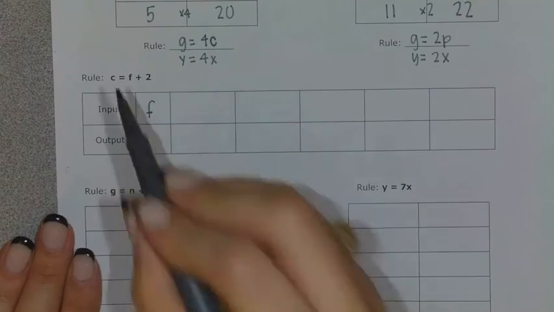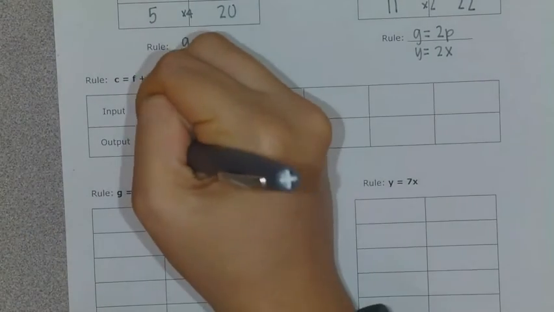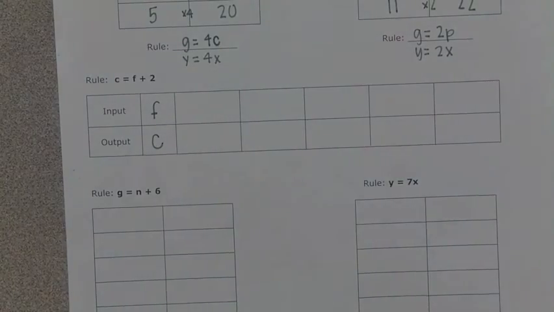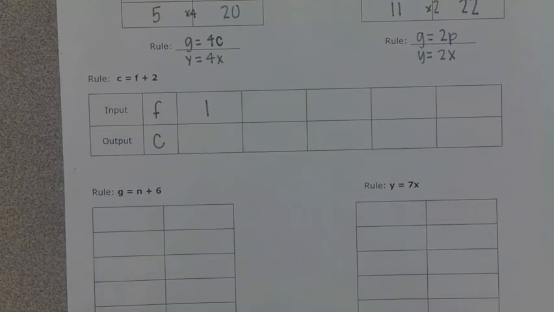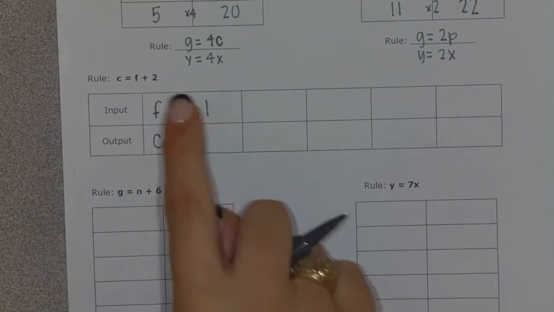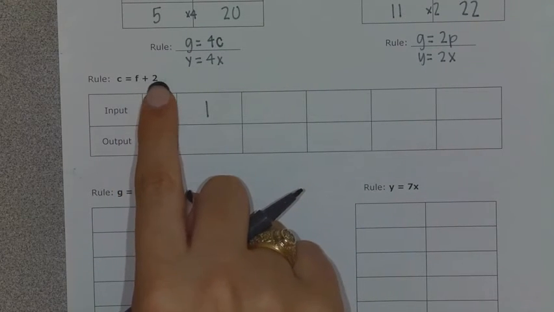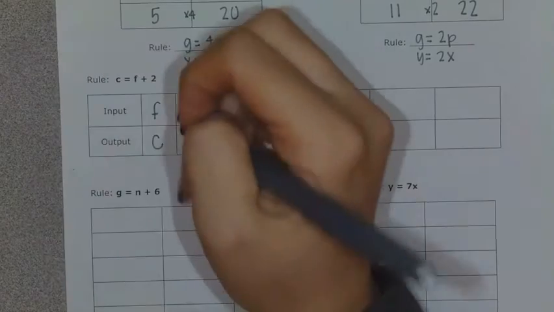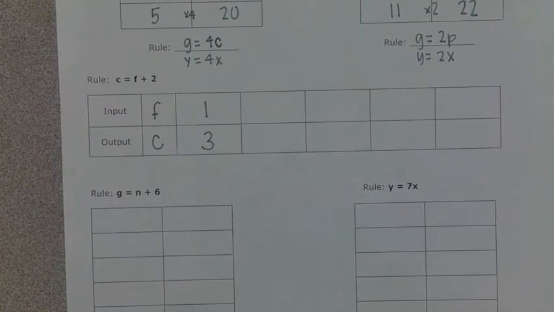The output is the result of what you're doing to your input. So the output is C. So let's say my input is the number 1. So I'm going to say F is 1. So I need to replace F with the number 1. So this would just be 1 plus 2 gives me 3. So when F is 1, C is 3.